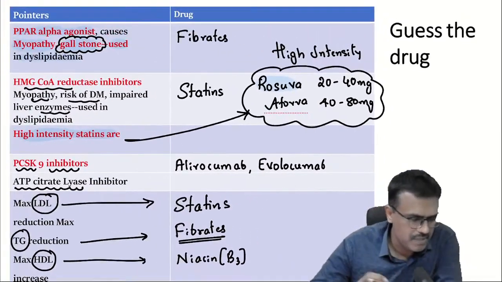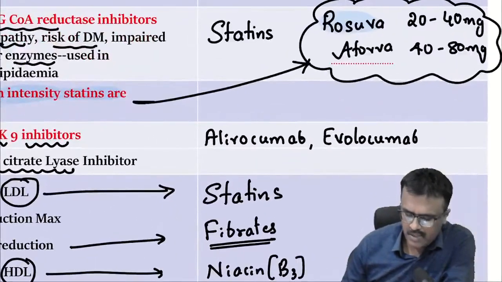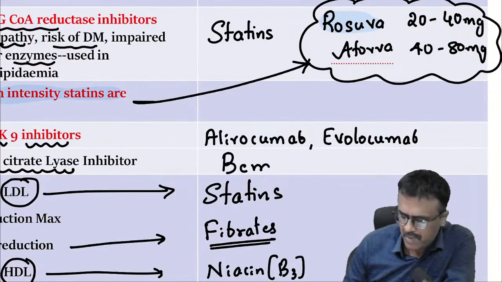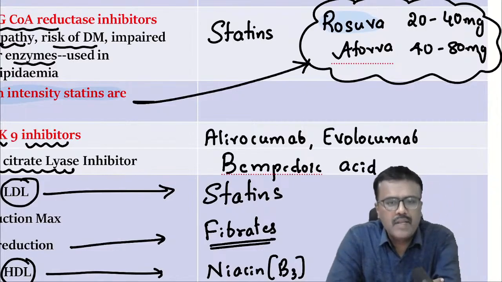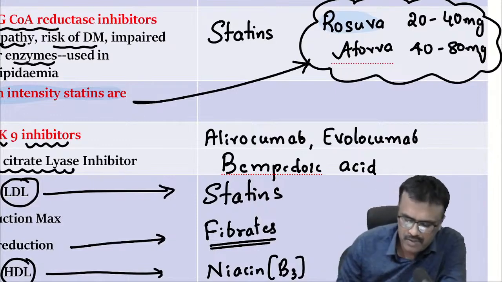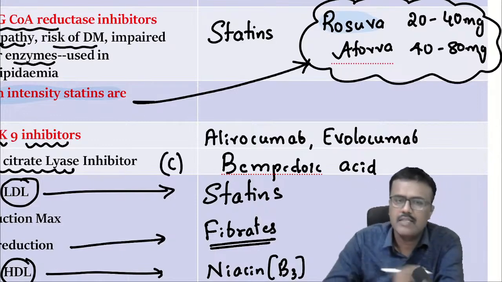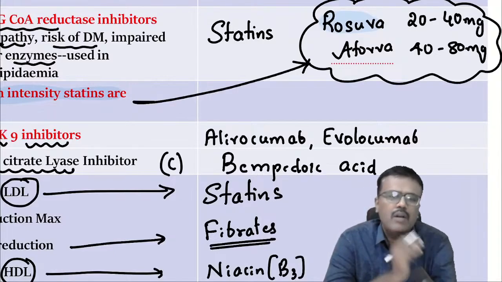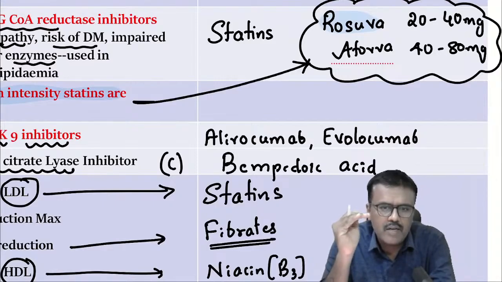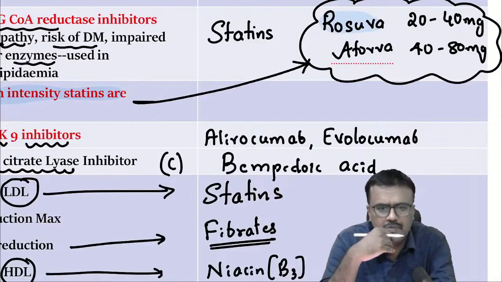So what is the drug name which inhibits ATP citrate lyase? The name is bempedoic acid. This was an INI-CET question recently. This is a competitive inhibitor of this enzyme, but in the exam they had given it as non-competitive. Where are we using this? We use it in a dyslipidemia patient who is already on the maximum tolerated dose of statin. Or you can give this with the drug ezetimibe also.